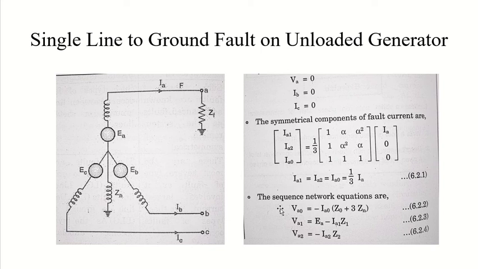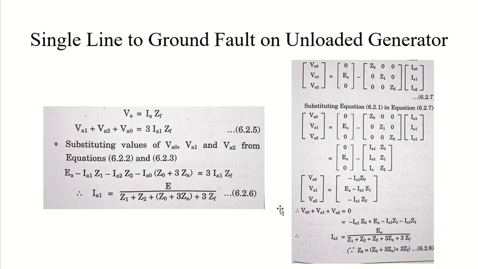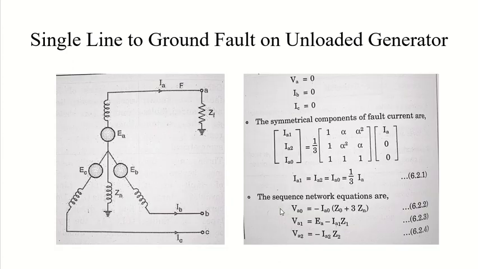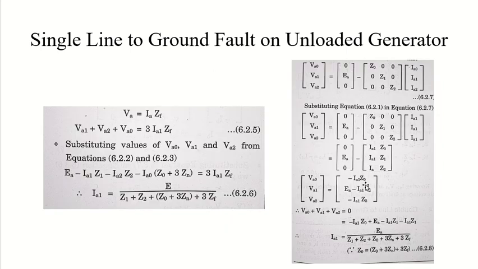They are indicating that for the analysis of this line to ground fault, all three sequence networks are required in your calculation, right? You can simply see it from this equation. Even if you see this equation, IA1, IA2 and IA0, all of them are holding the same value. So you need all three components for this calculation. And how will you do this calculation?